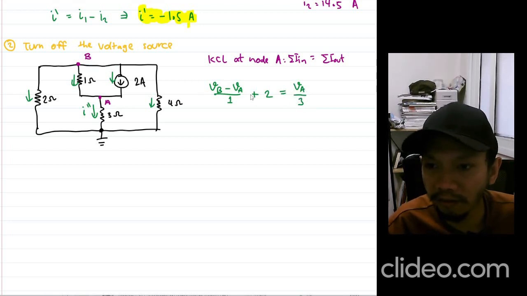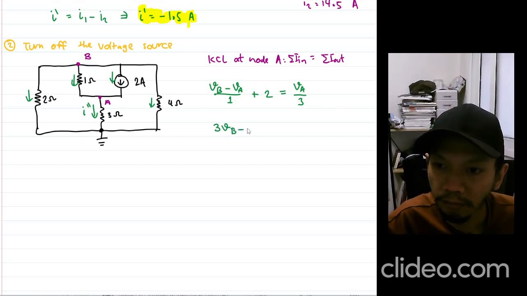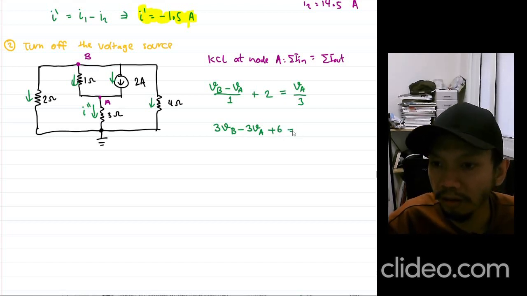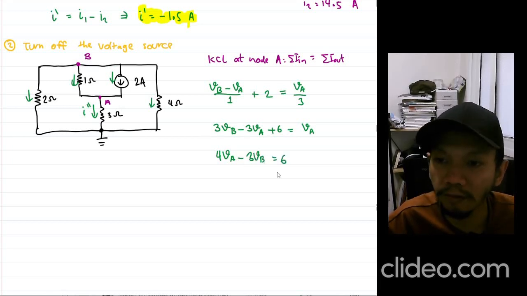Okay, maybe let's do some calculation. I want to multiply both sides by 3, so we'll have 3 VB minus 3 VA plus 6. That will equal to VA. Or I will have 4 VA minus 3 VB will equal to 6.